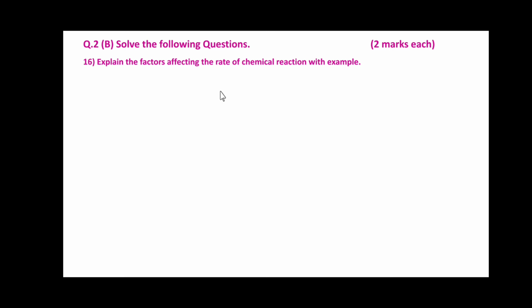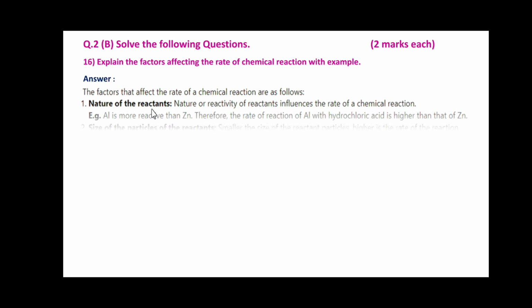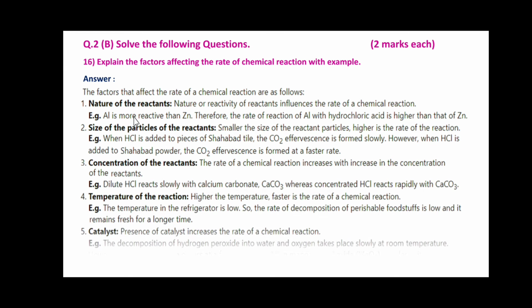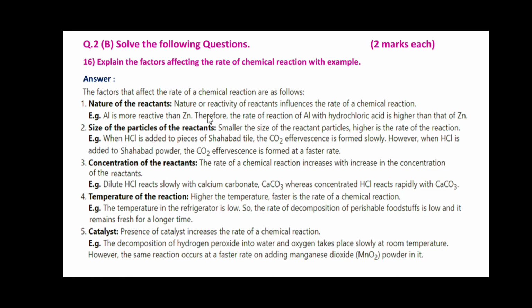Explain the factors affecting the rate of chemical reactions with example. The factors that affect the rate of chemical reactions are as follows. Nature of the reactants. Nature or reactivity of reactants influences the rate of chemical reaction. For example, aluminum is more reactive than zinc. Therefore, the rate of reaction of aluminum with hydrochloric acid is higher than that of zinc.